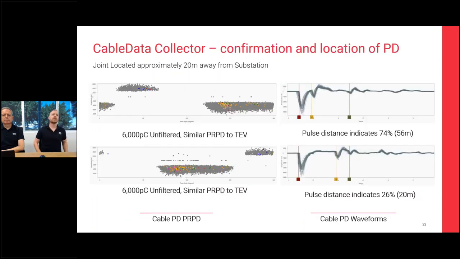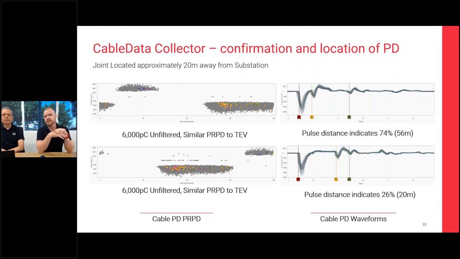And then we get out the CableData Collector. So we test the cable from both ends of the cable at the substation. At substation A, we see the data on the top graph there, where we've got the phase plot on the left-hand side, and then we've got the waveform on the right-hand side that we analyze to figure out where the PD is coming from.